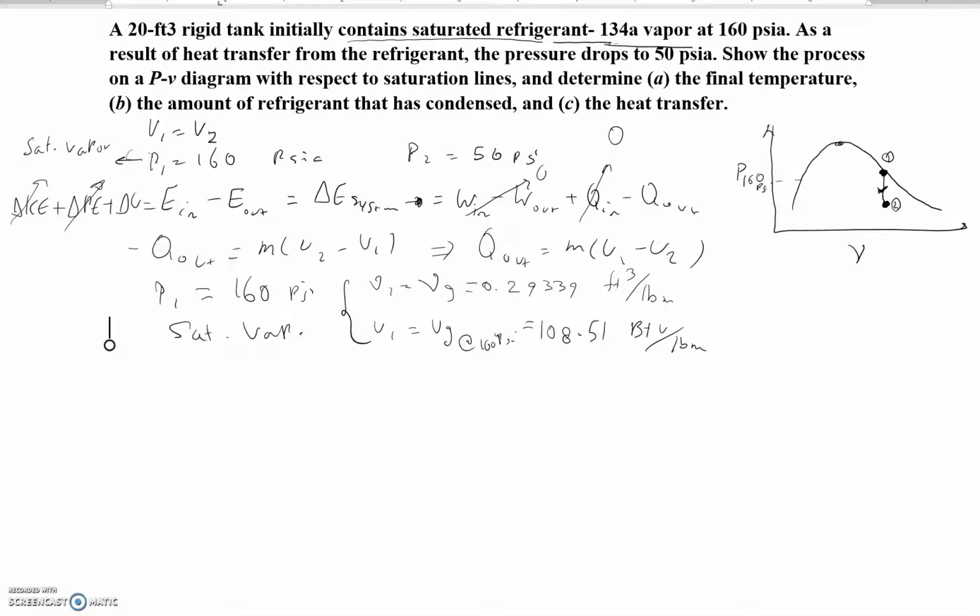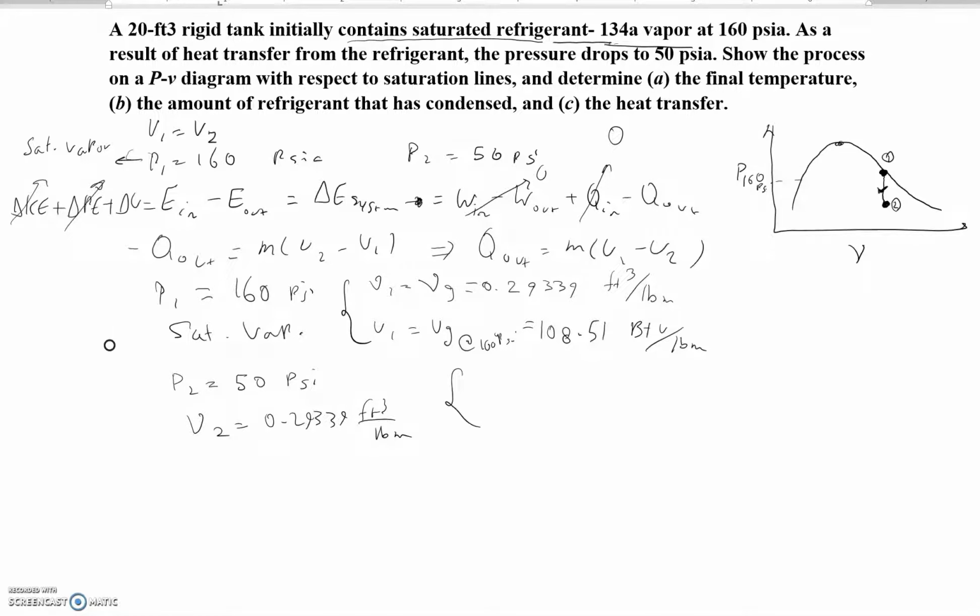And next, what I'm going to do is to find the phase state 2, right? So state 2, my pressure is 50 psi, and I am definitely in two phase. And what I know from this state is not just the pressure, but it's also the specific volume, because it's a rigid tank, so the specific volume stays the same. So my specific volume at state 2 is also equal to 0.29339 cubic feet per pound mass.